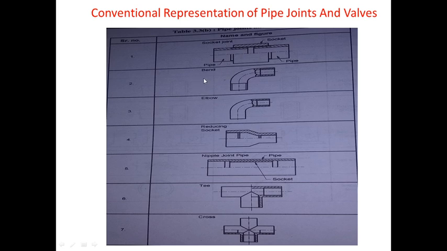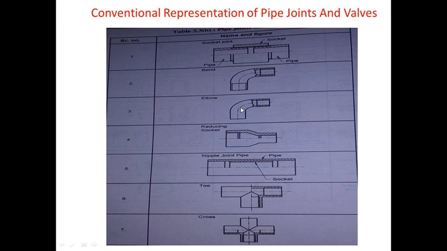Similarly, the next you can see is a bend. Now, a bend is an integral part of any pipe. So, if a bend is to be drawn in a pipe, it should be represented by this symbol. This is the conventional symbol for bends.